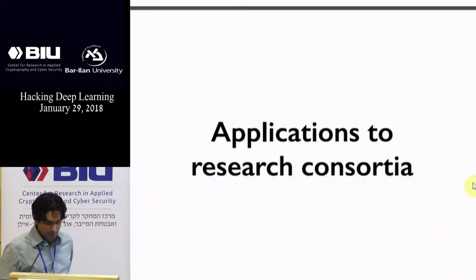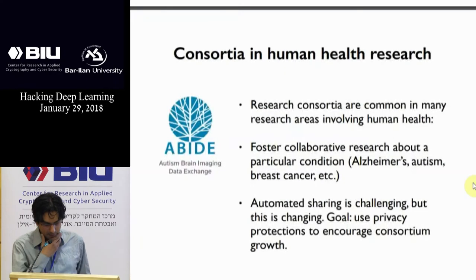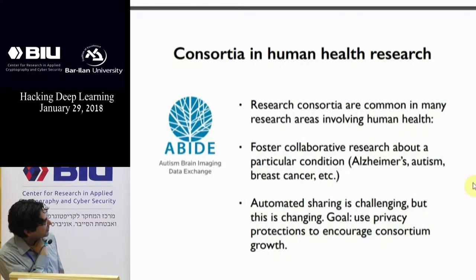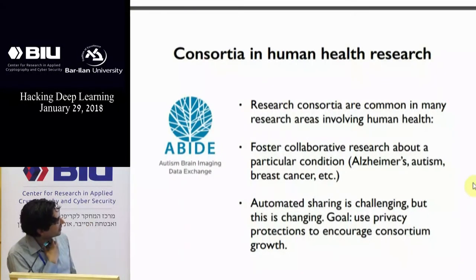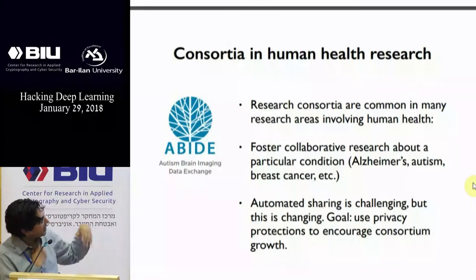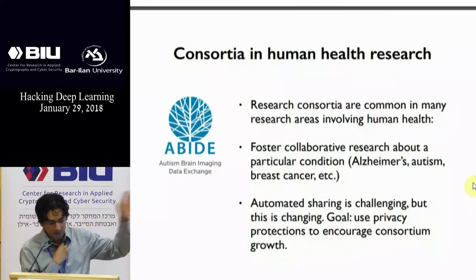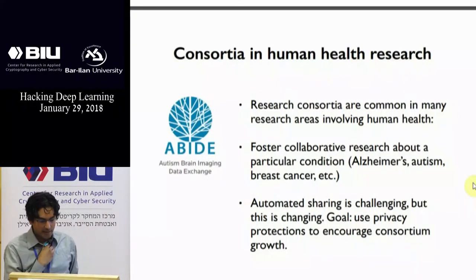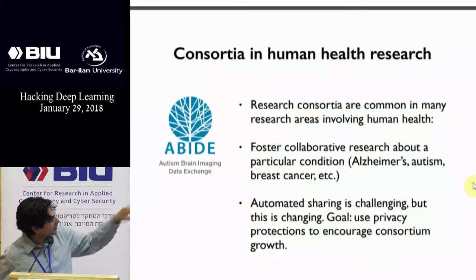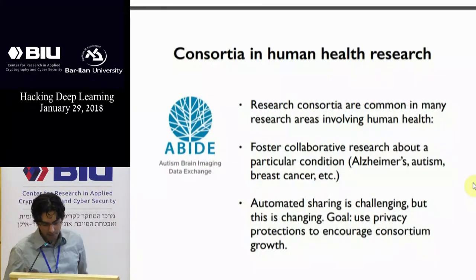For the last few minutes, I want to come back to the application that I'm looking at, which is these research consortia, and they are surprisingly common. My background is in communications, and in communications engineering this is not a setup that we have. You have situations where a bunch of researchers are all studying autism, and they would like to collaborate to do research. They do a lot of work to set up these consortia, but then actually sharing the data can become quite challenging.